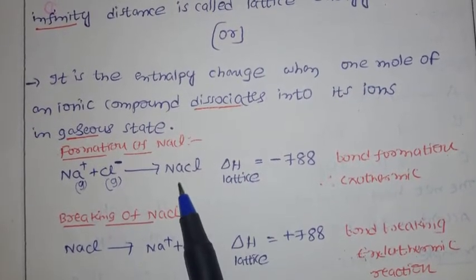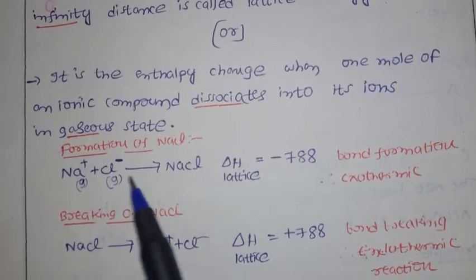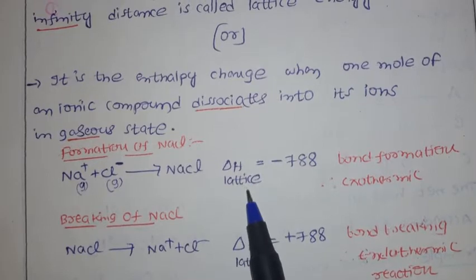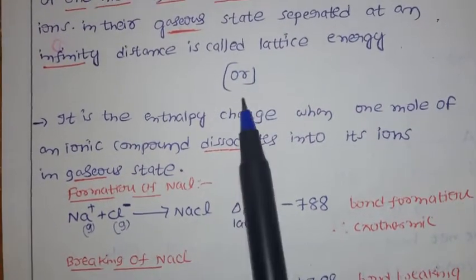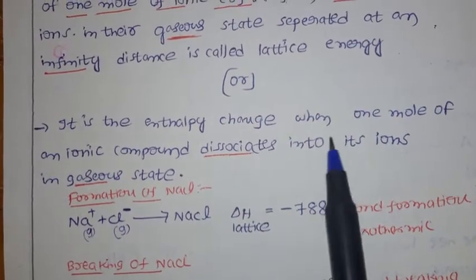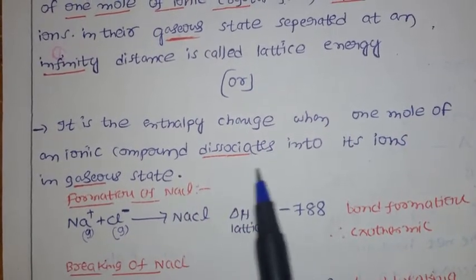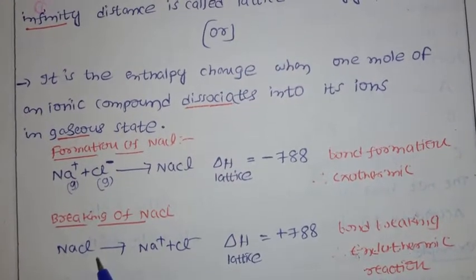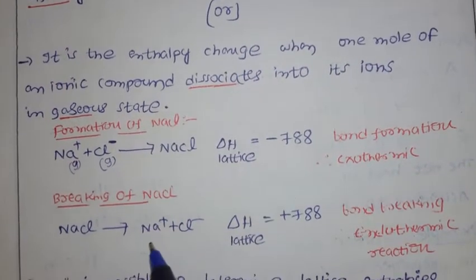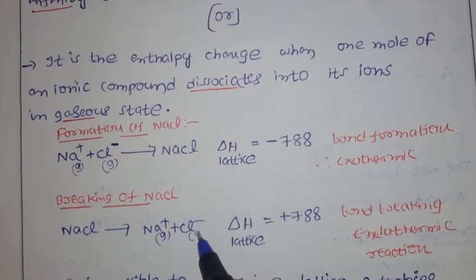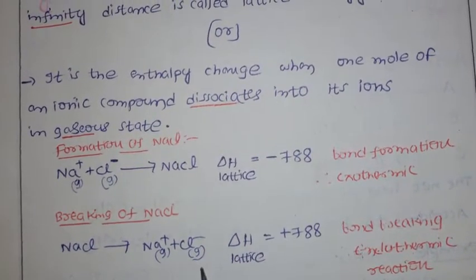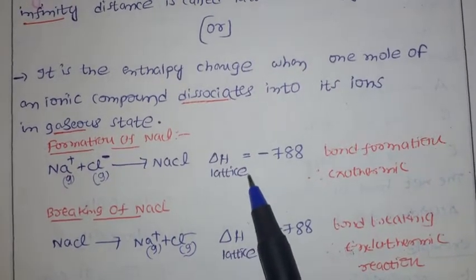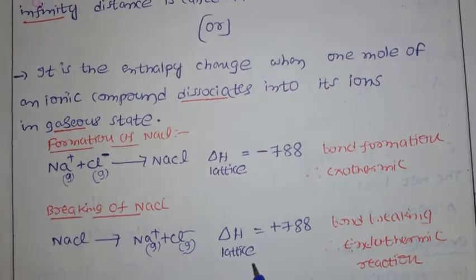Why? Because we have the lattice structure for NaCl. So now 1 mole of NaCl is going to form, and if you calculate the enthalpy, that is called the lattice enthalpy. Or, another way, it is the enthalpy change when 1 mole of ionic compound dissociates into its ions in the gaseous state. Reverse now: if 1 mole of sodium chloride is there, now breaking of bond. Here also Na plus and Cl minus, you have to get the gaseous ions. So bond breaking is what? An endothermic process.